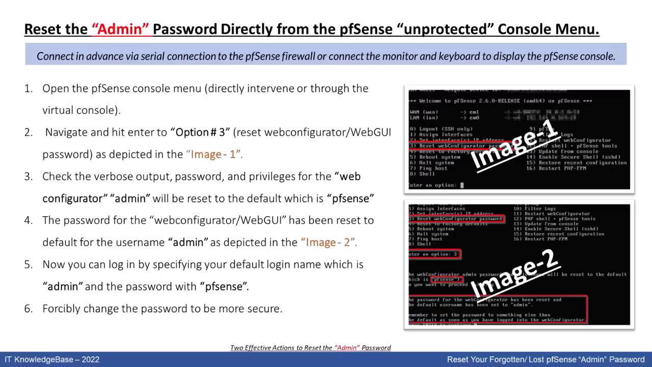Open the pfSense console menu, by directly intervening or through the virtual console. Navigate and hit enter on option number 3. This is reset web configurator web GUI password, depicted in image number 1. Check the verbose output, password and privileges. For the web configurator, admin will be reset to its default password, which is pfSense. The password for the web configurator web GUI has been reset to default for the username admin, as depicted in image number 2.